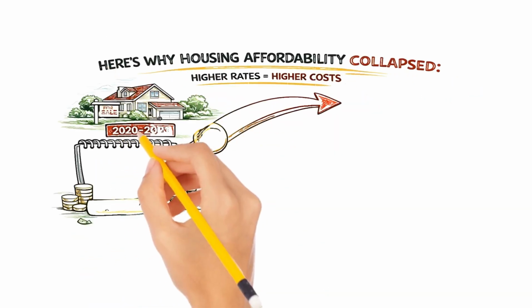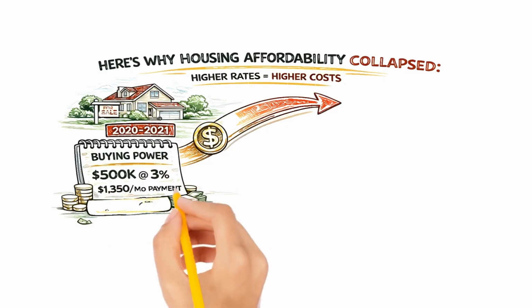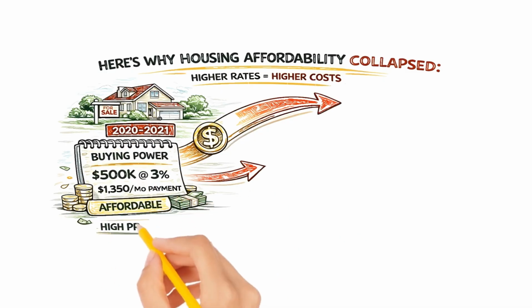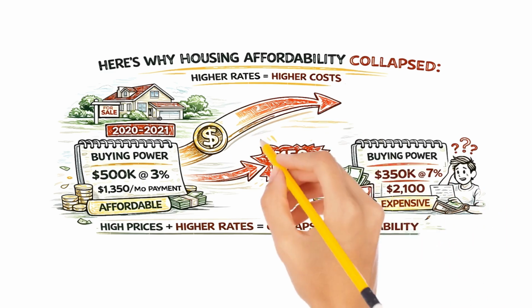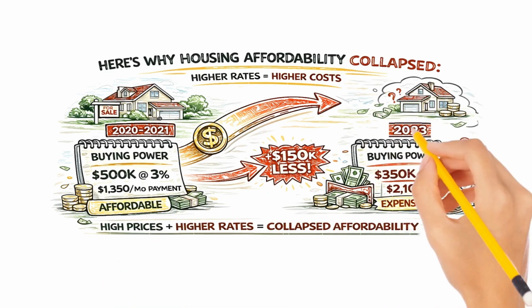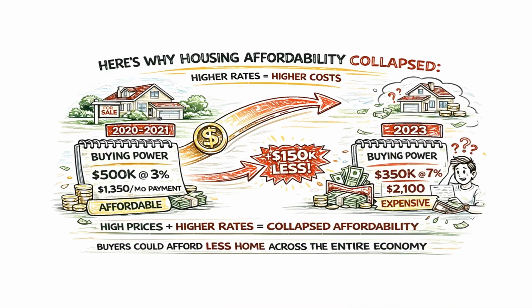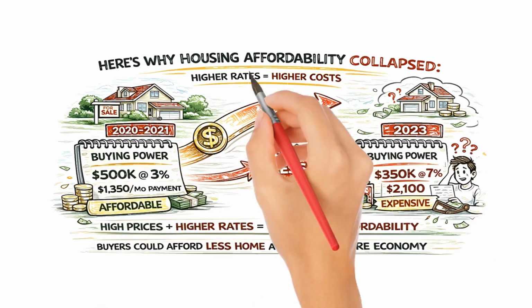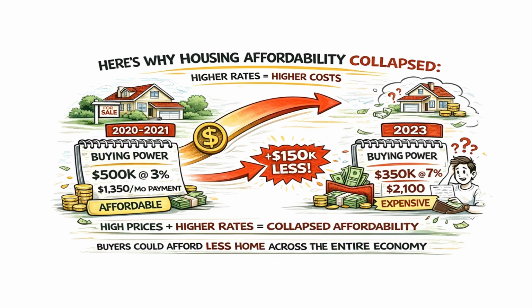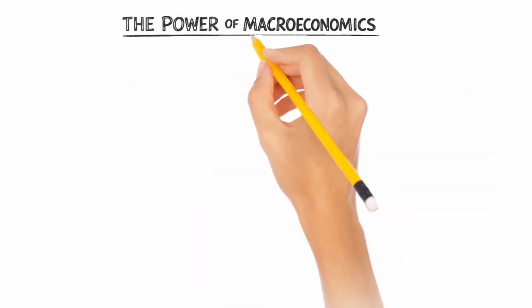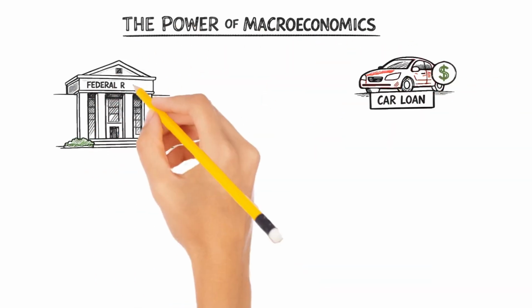This is why housing affordability collapsed. It wasn't just home prices rising. It was the combination of higher prices and much higher rates. Your buying power dropped by 30 to 40% almost overnight. People who could afford a $500,000 house at 3% could only afford a $350,000 house at 7%. And this happened across the entire economy simultaneously. This is the power of macroeconomics.